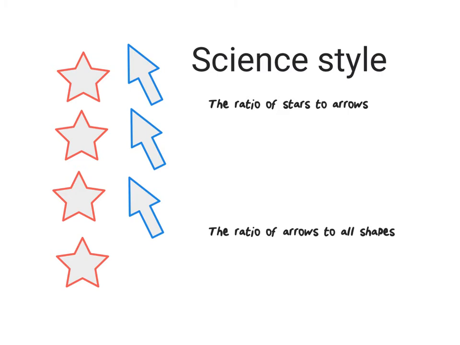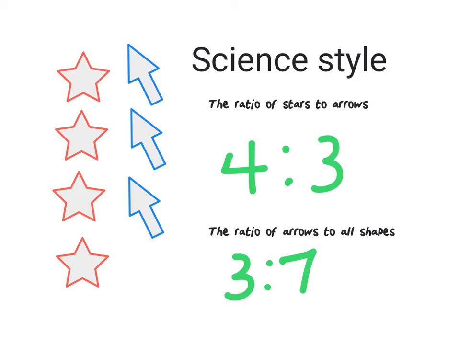If I'm going to do this instead with science style, then what I need to do is not use words, but I'm going to use a symbol instead. So the ratio of stars to arrows is going to be 4, and then I'm going to use that colon, 4:3. Ooh, very scientific. And if I do that again, the ratio of all arrows to all shapes is 3:7. So it's really important, I don't use the word "to" anymore. Instead, what I'm doing is using these colons to indicate the ratio.